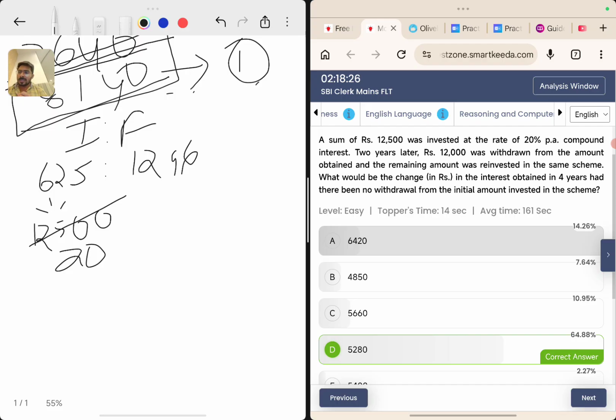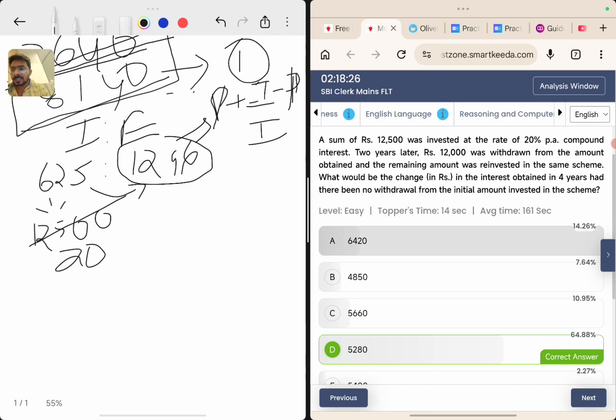Okay, one part. So what we need here is interest. Interest means final amount minus initial amount. Final amount means what? Principal plus interest. Initial amount is what? Principal. Okay, principal will cut out and interest will remain. So final amount is 1296. Initial amount is 625. So from 1296 you just subtract 625.